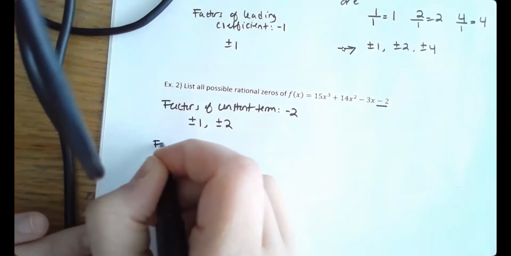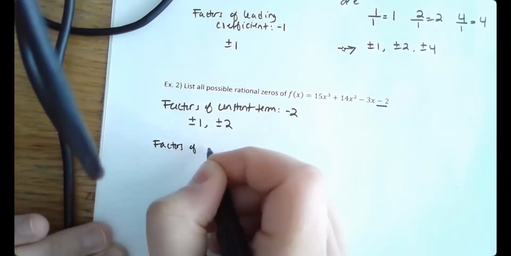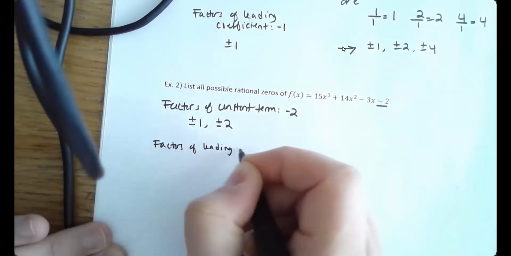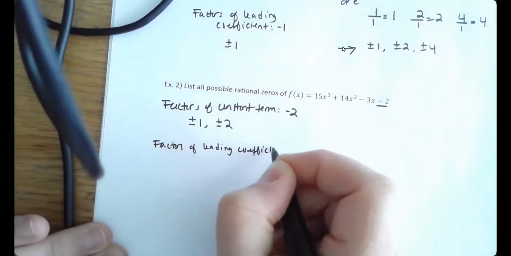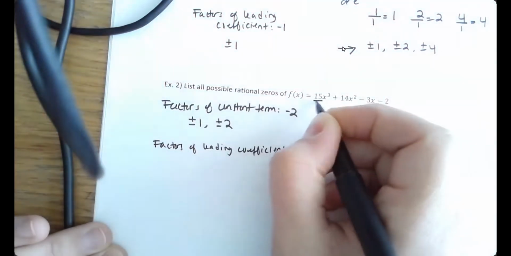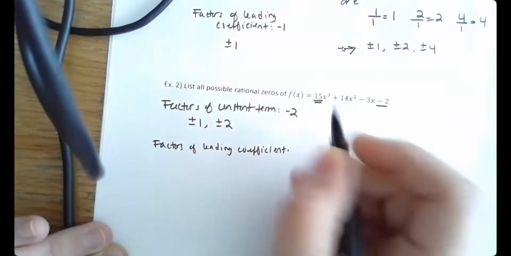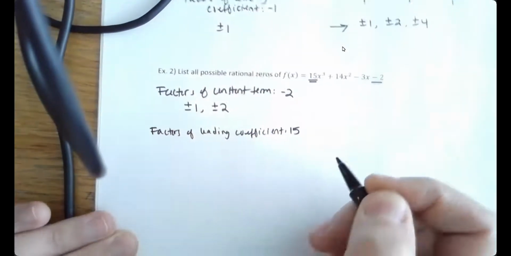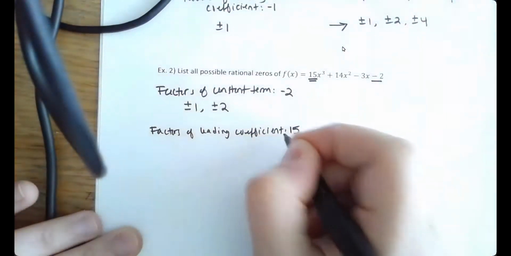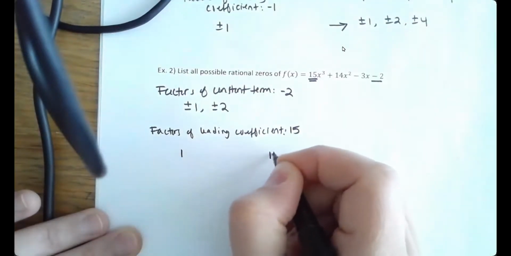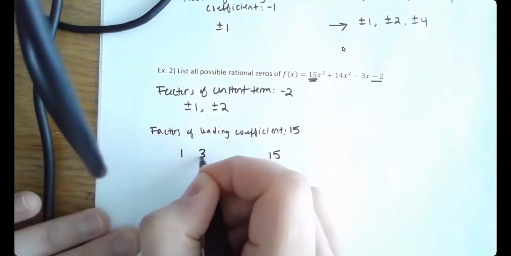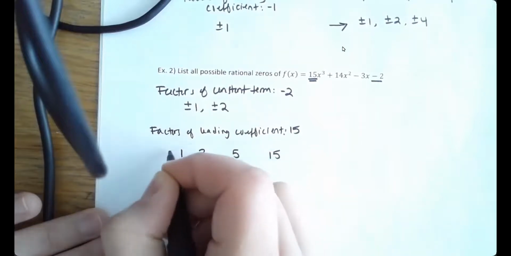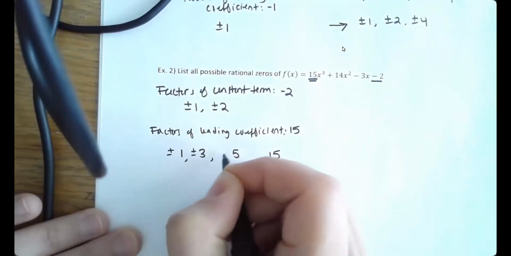And then you're going to look at your factors of the leading term, or leading coefficient, I should say. The leading term has the x cubed in this case, so the coefficient is 15. Now there's lots of options here, right? 15 is 1 times 15. You could also do 3 times 5, and all of these are going to be plus or minus.